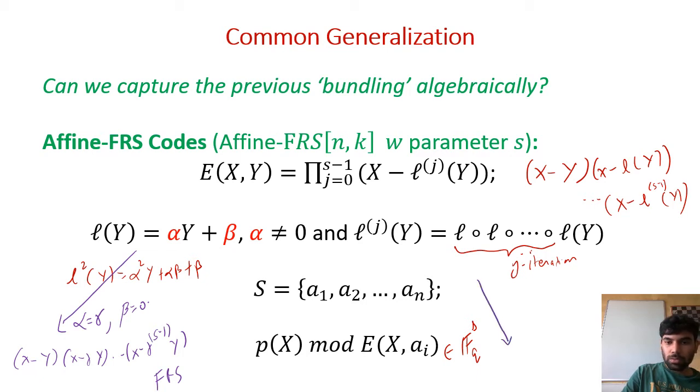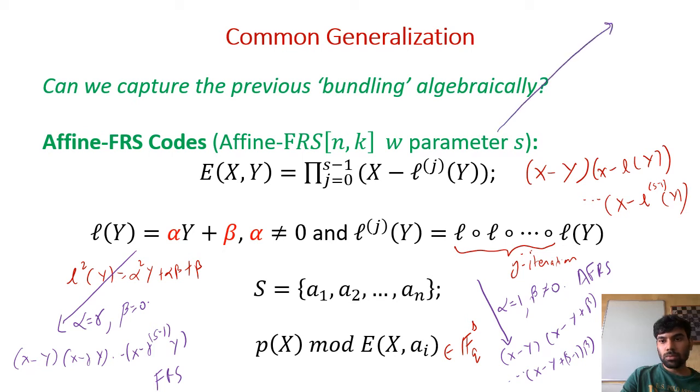Great. Now let's look at how we get additive FRS codes. For that we will set alpha to be 1 and beta to be some non-zero constant, in which case the bivariate polynomial will just become x minus y plus beta, and so on and so forth up till x minus y plus (s minus 1) times beta, which is exactly the bivariate polynomial we saw for additive FRS codes. And these codes also capture multiplicity codes. How do they capture multiplicity codes? For that we will set alpha to be 1 and beta to be 0, and then the ideal we get is just (x minus y)^s, which is exactly what we just saw.